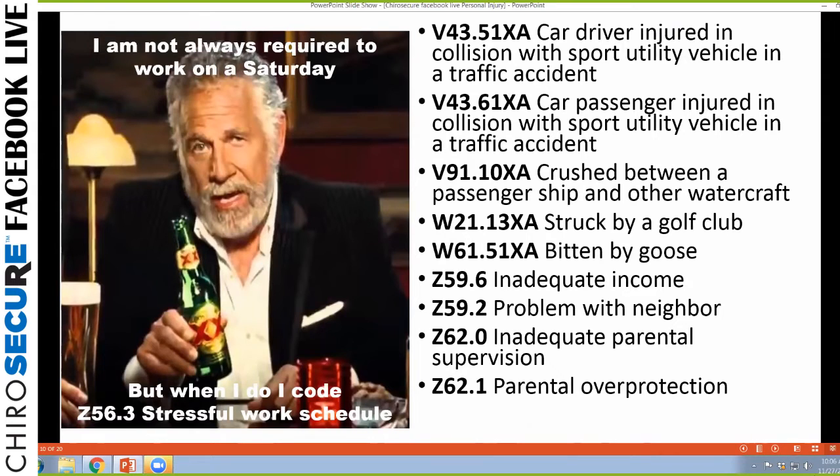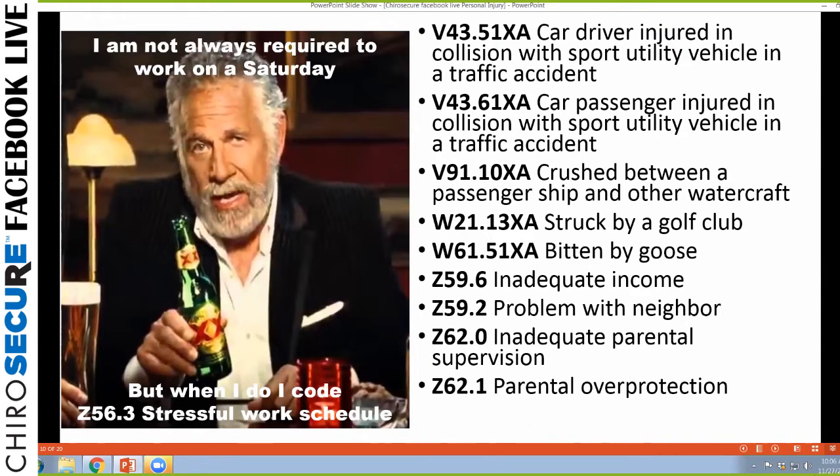Another problem we run into is people think that using causation codes are necessary. They're not required. In fact, I have a little meme here that's sort of funny. It says, I'm not always required to work on a Saturday, but when I do, I code Z56.3 for a stressful work schedule. That is literally a diagnosis. Now, does that help you?